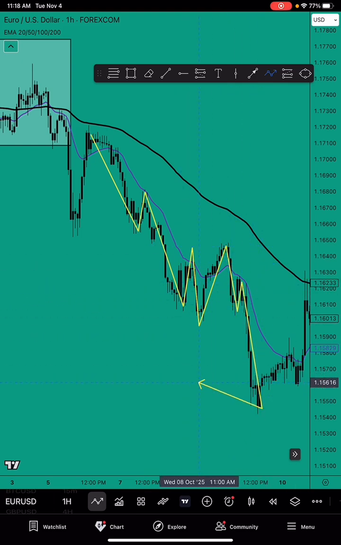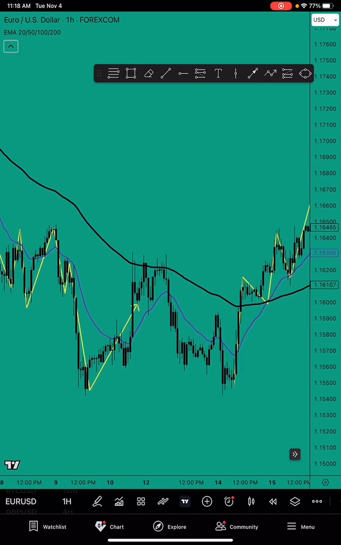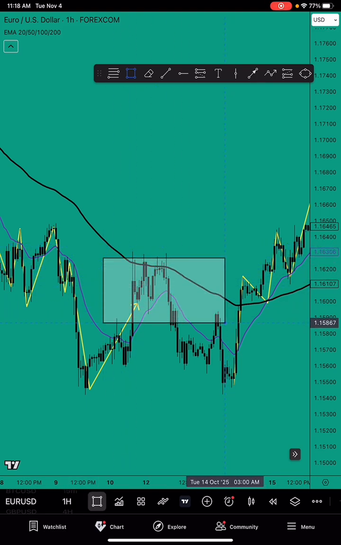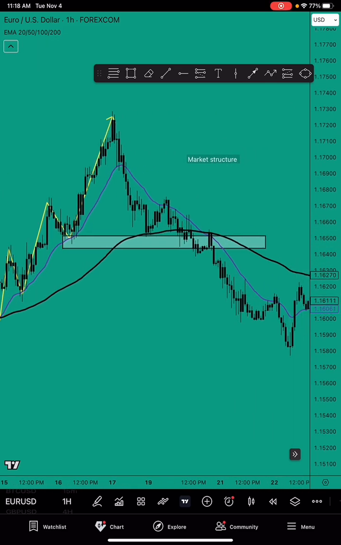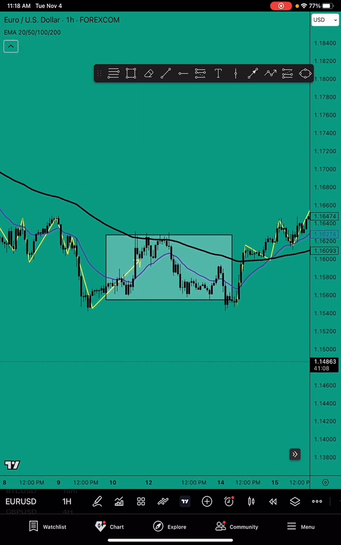Boom. And now we have another consolidation. We have another wide range consolidation. And then what happened? Price went into an uptrend. So this is a crash course.